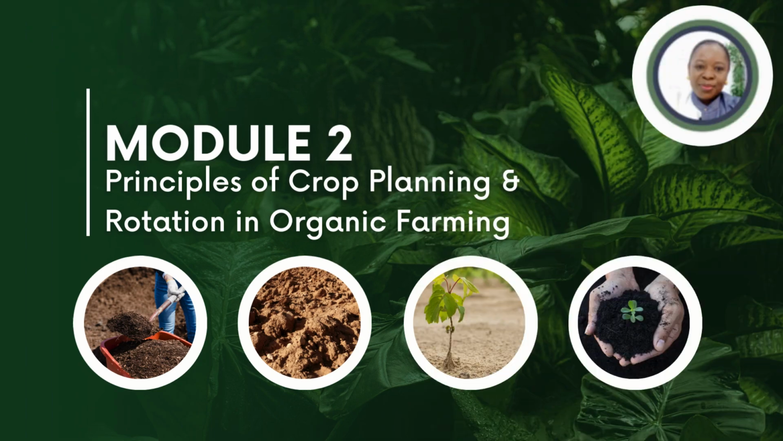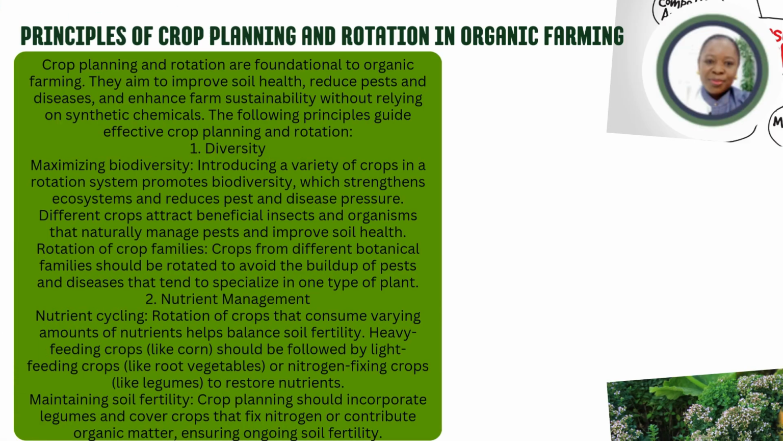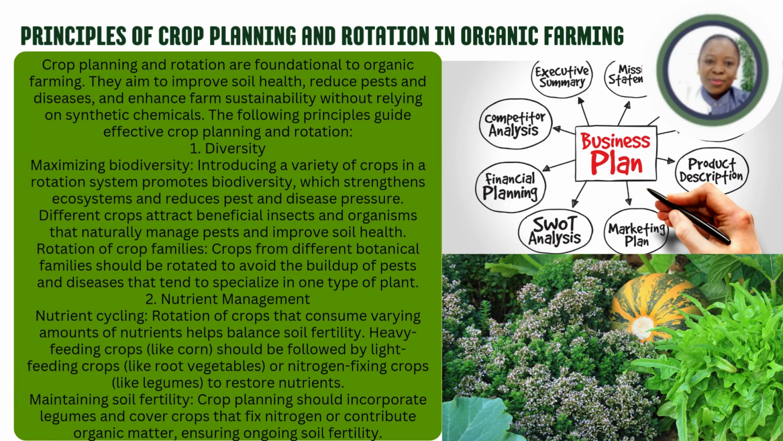Module 2. Principles of crop planning and rotation in organic farming. Crop planning and rotation are foundational to organic farming. They aim to improve soil health, reduce pests and diseases, and enhance farm sustainability without relying on synthetic chemicals. The following principles guide effective crop planning and rotation.